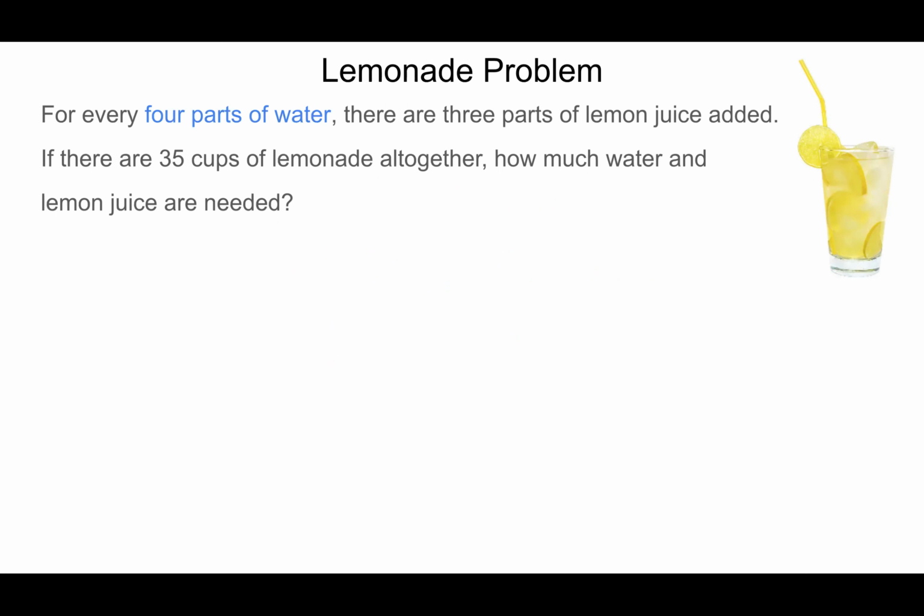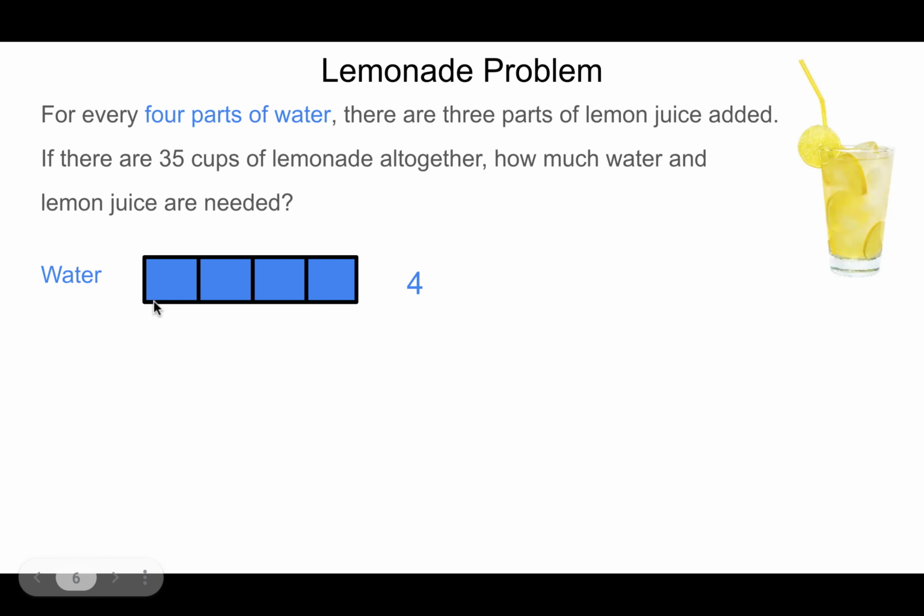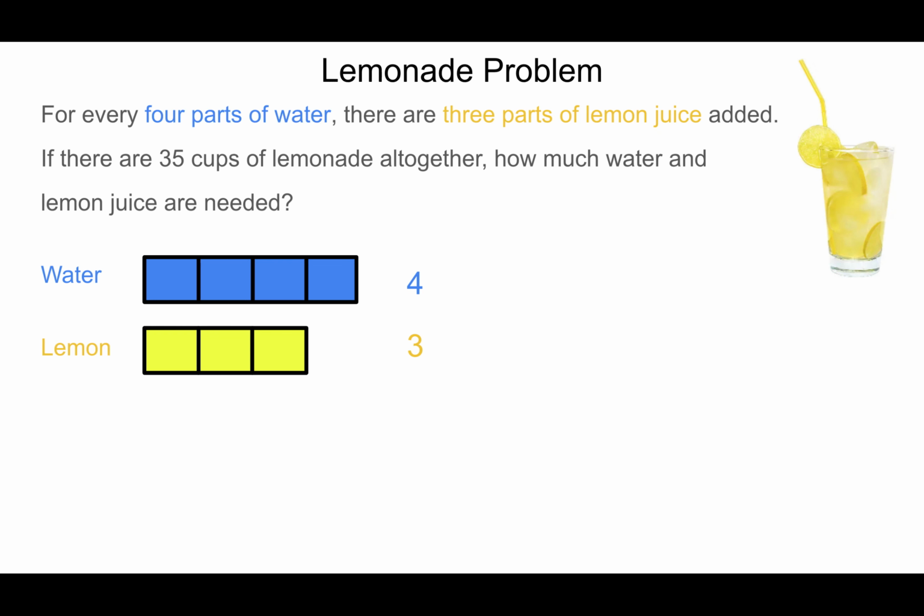What we can do is look at what we know. And what we know is that there's 4 parts of water. I highlighted it in the blue. So I'm going to show this by using 4 squares. So the 4 squares are blue to correspond to water being blue. 1, 2, 3, and 4. We also know that there's 3 parts of lemon juice. So I'm going to use 3 squares for the lemon juice. We know together I have 7 squares, the sum of 4 and 3.